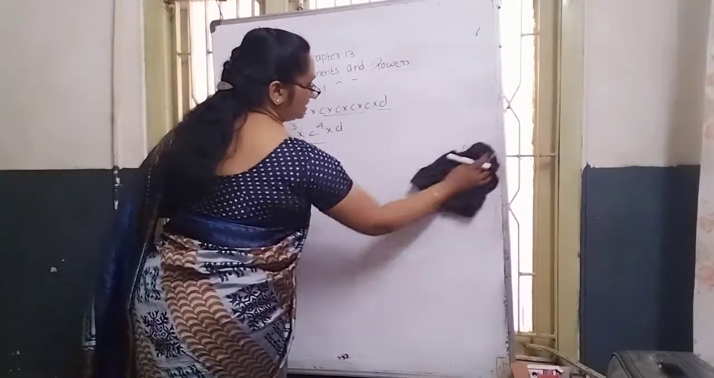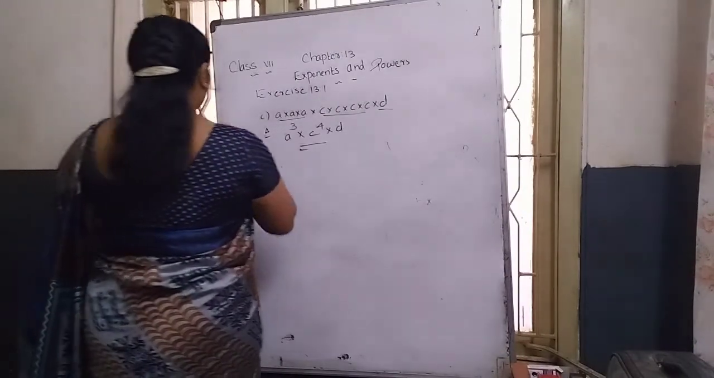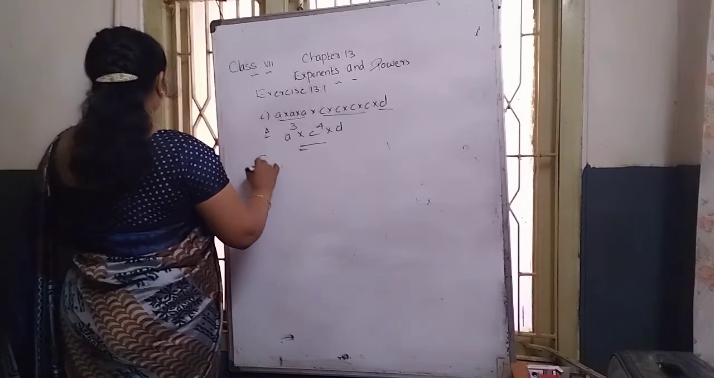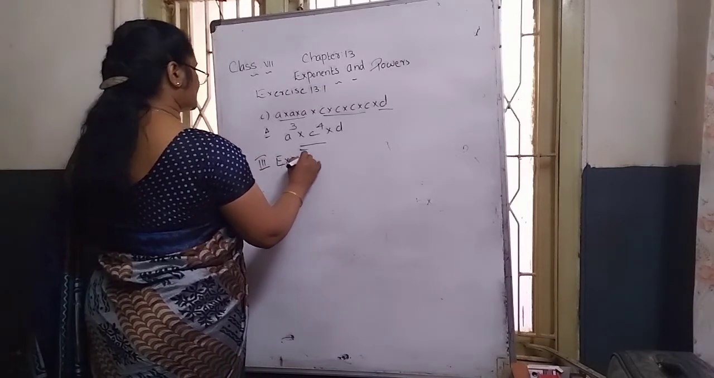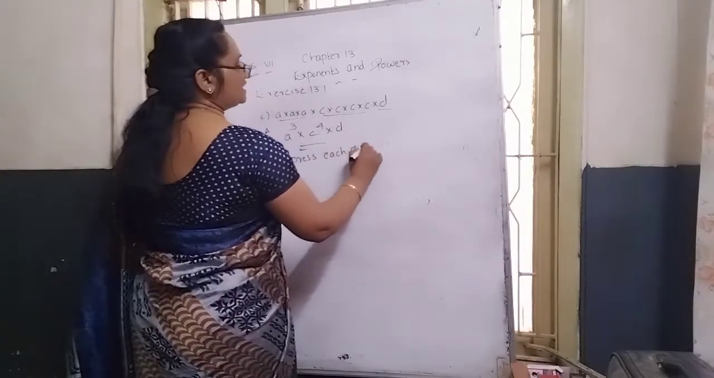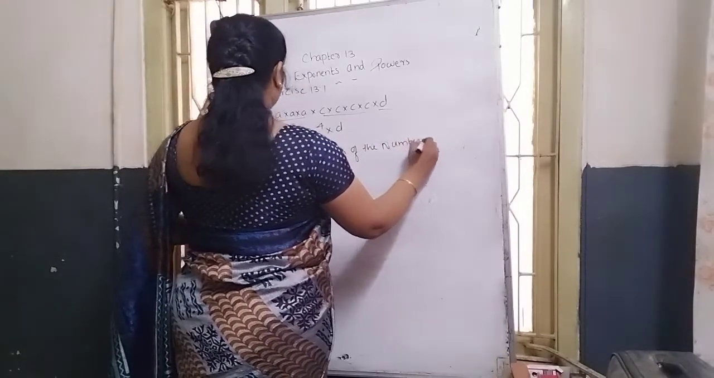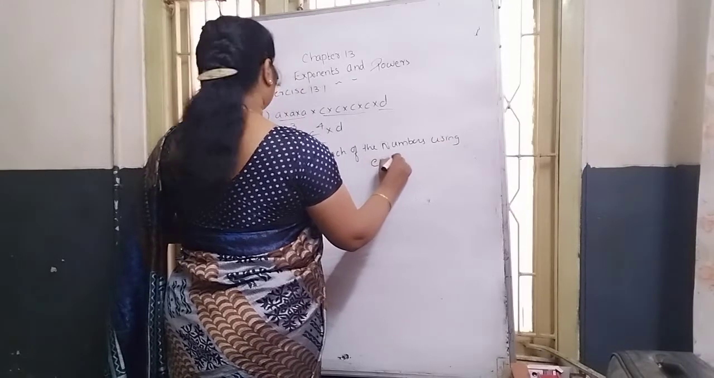Then the next model question, third Roman numeral. In the third Roman numeral they talk about the prime factorization method. Express each of the numbers using exponential form.